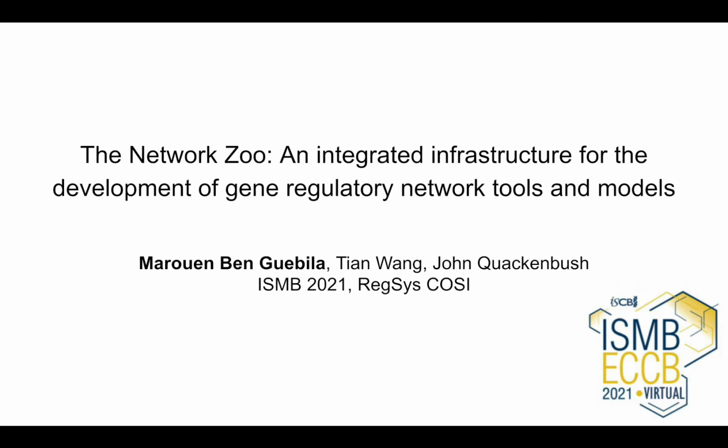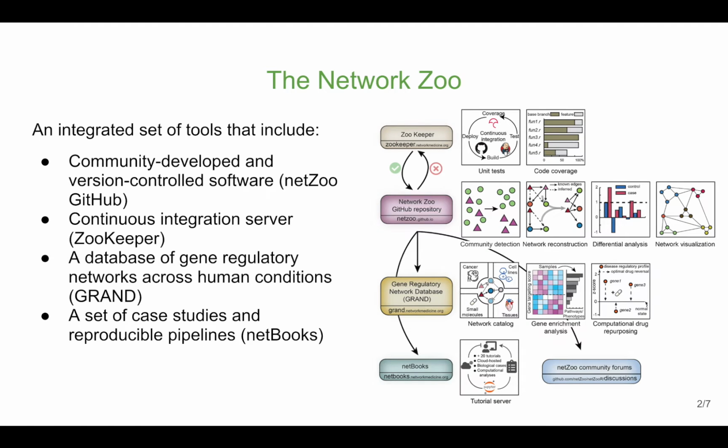John Quackenbush, and today I'm going to present my poster, The Network Zoo, an Integrated Infrastructure for the Development of Gene Regulatory Network Tools and Models. The Network Zoo is an ecosystem of software tools, a database, and a web server that allow to infer gene regulatory networks, to analyze them, to visualize them, to share analytical pipelines with the community. It has 4 different components.